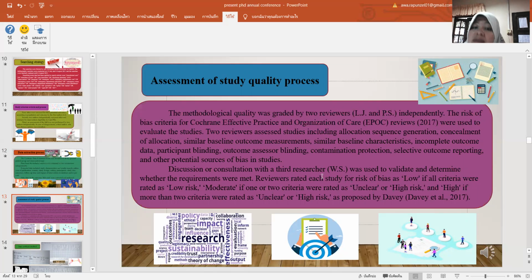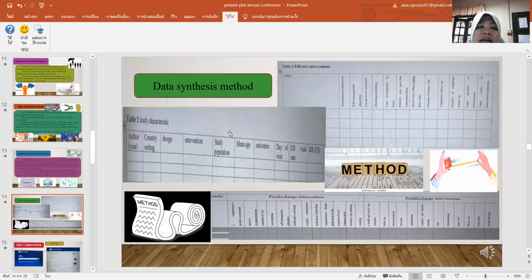Discussion or consultation with a third researcher was used to validate and determine whether the requirements were met. Reviewers rated each study for risk of bias as low if all criteria were rated as low risk, moderate if one or two criteria were rated as unclear or high risk, and high if more than two criteria were rated as unclear or high risk, as proposed by Davy. This is the dummy table of data synthesis method.